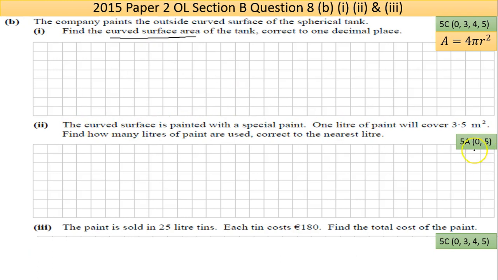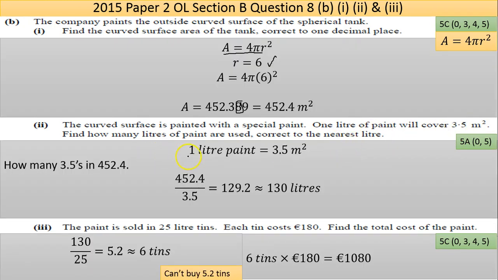Now part 2 here, again, it's a hit or miss, so if you get anything wrong here at all, it's going to get 0. Okay, so you're looking basically at how many 3.5 meter squareds are there in your tank. So you're dividing. Now I'll write down the statement I'm given: 1 litre of paint is 3.5 meter squared. I know that my area is 452.4 meter squared, the surface area. I'm dividing that by the 3.5, so I get 129.2 litres.